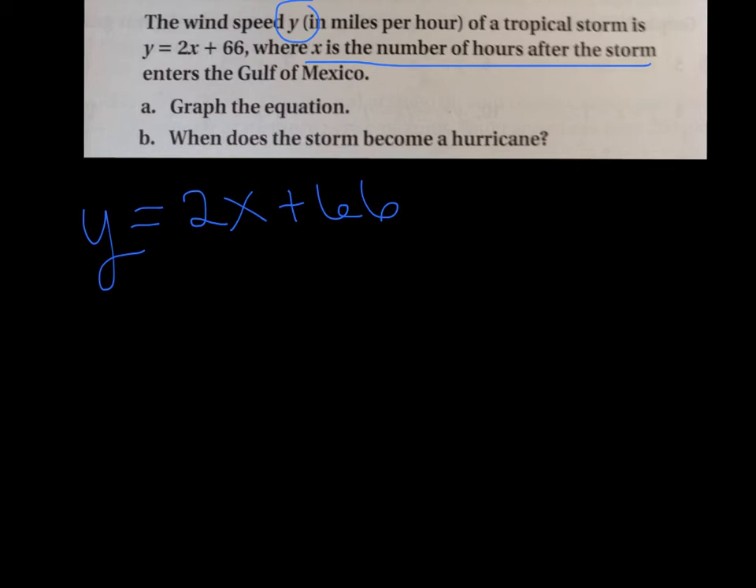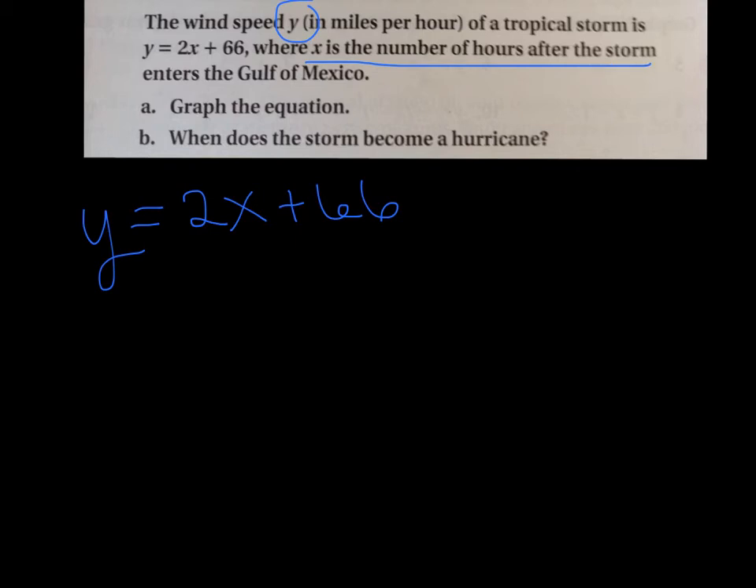So let's look at an example with a word problem. This is like a real life situation of an equation. The wind speed y, in miles per hour, of a tropical storm is y equals 2x plus 66, where x is the number of hours after the storm enters the Gulf of Mexico.